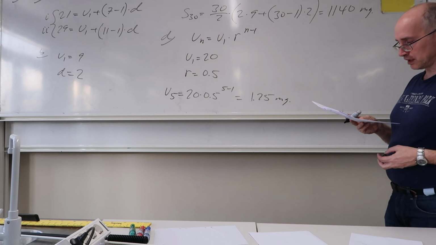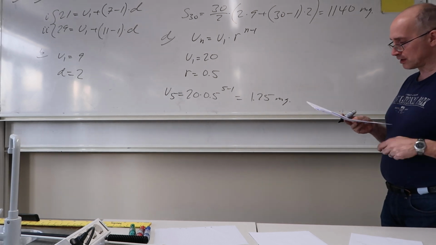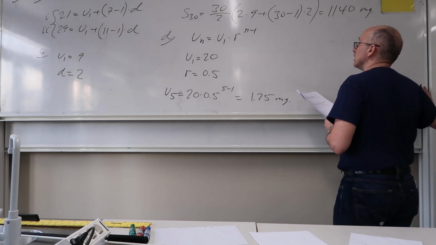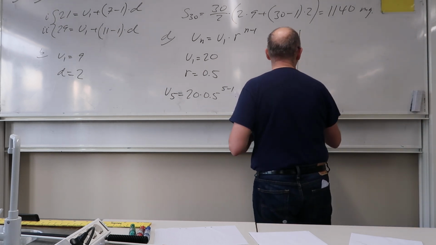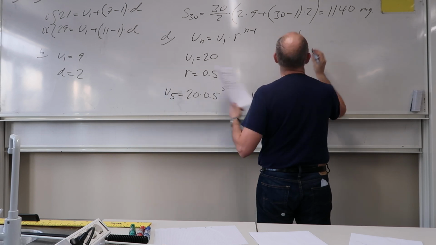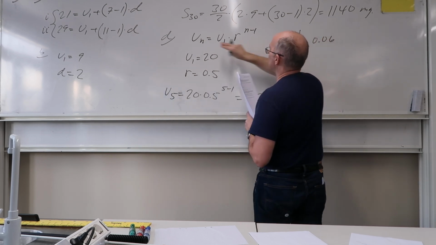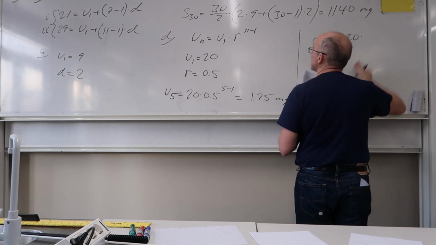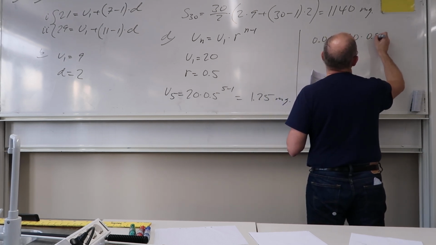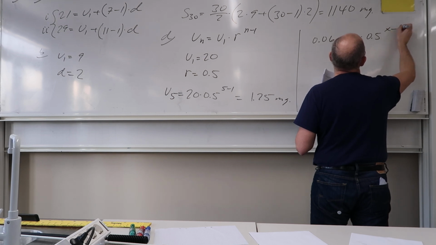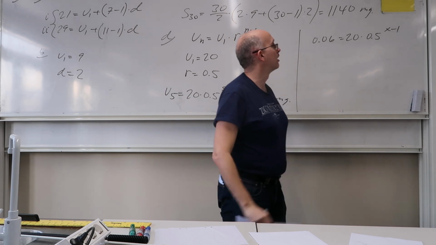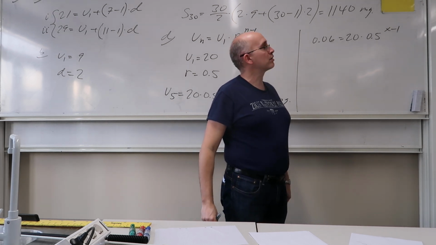The daily amount received will first be less than 0.06 on day number k. So 0.06, that's how much he receives. First day was 20. The ratio is 0.5 to the power of x minus 1. Okay? That's an equation. Use the equation solver. Solve it.